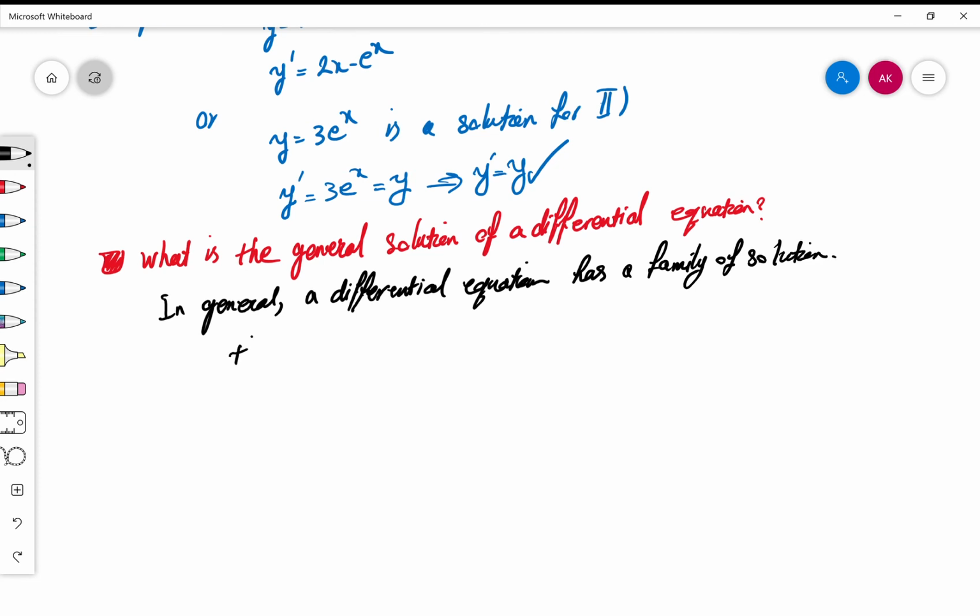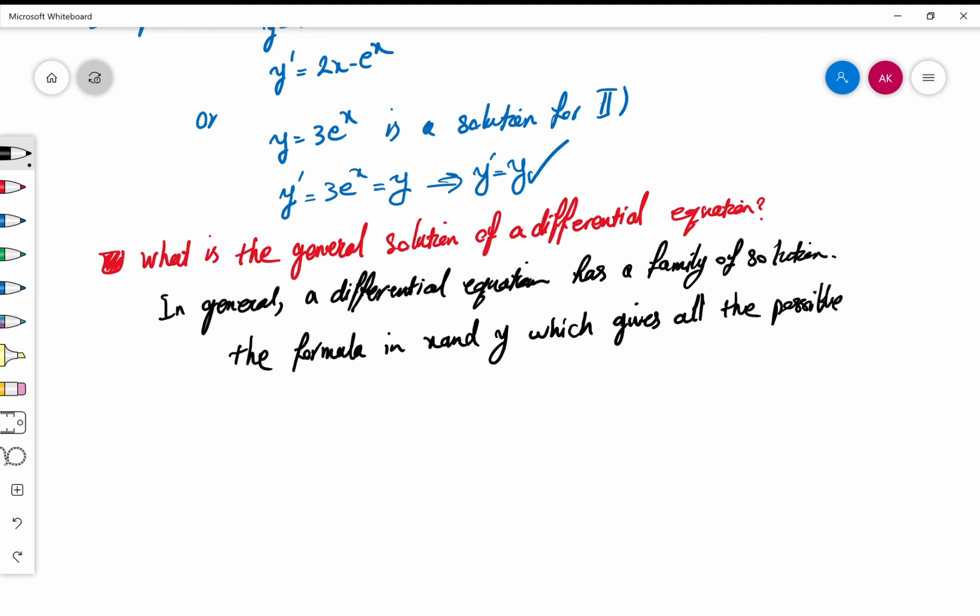The formula in x and y, which gives us all the possible solutions, is called the general solution.